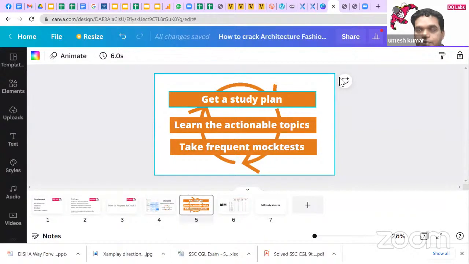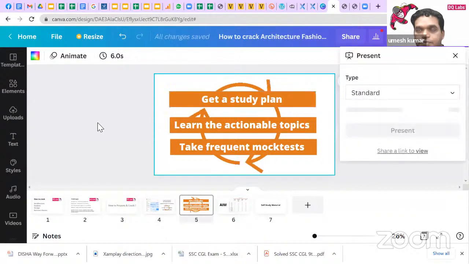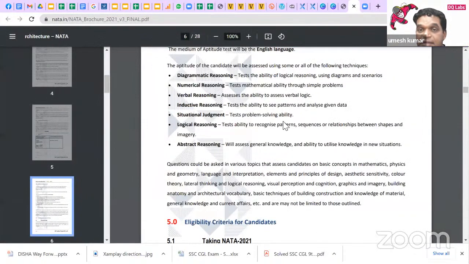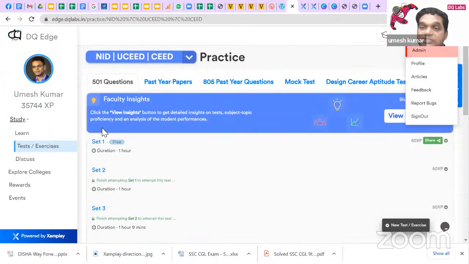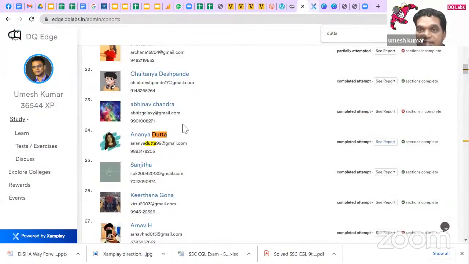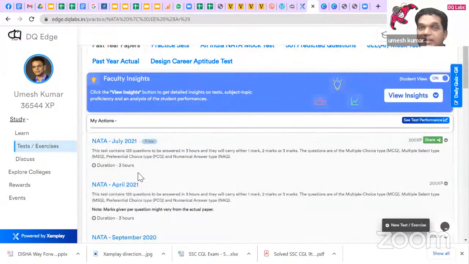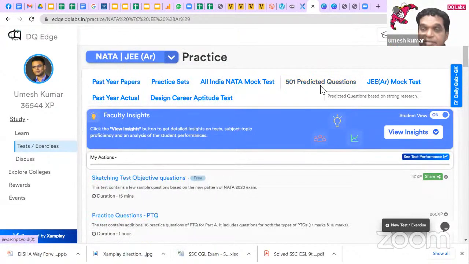So when I'm talking about the study plan, whatever suggestions are being given for you, that will be your study plan. Once the study plan is empty, you take the next mock test, and you take practice sets. We have 501 predicted questions which have not been asked yet in the exams, and there's a high possibility of them being asked in the exams.